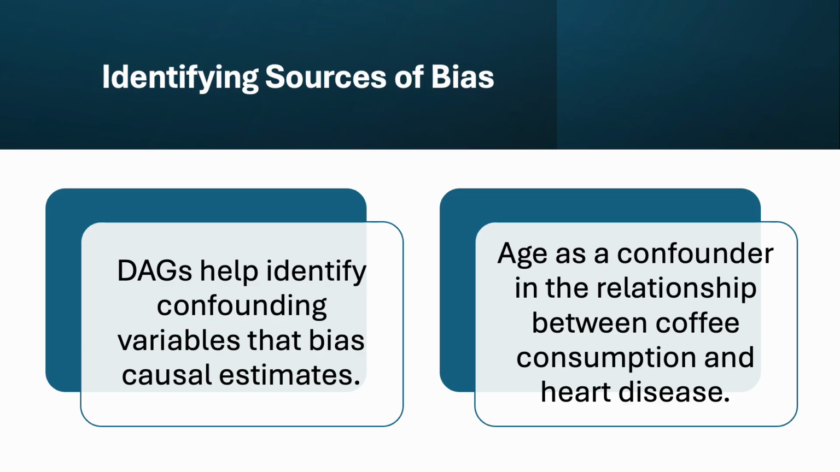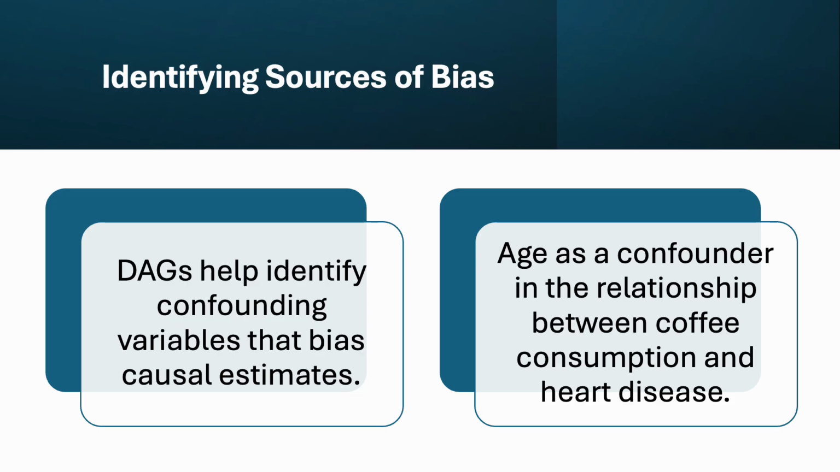Bias in causal inference happens when an outside factor, called a confounder, affects both the cause and effect we are studying, and that is crucial for us to know. For example, age might influence both coffee consumption and heart disease risk. If we ignore age, we might wrongly conclude that coffee causes heart problems, even if the real issue is that older people drink more coffee and are also more prone to heart disease.